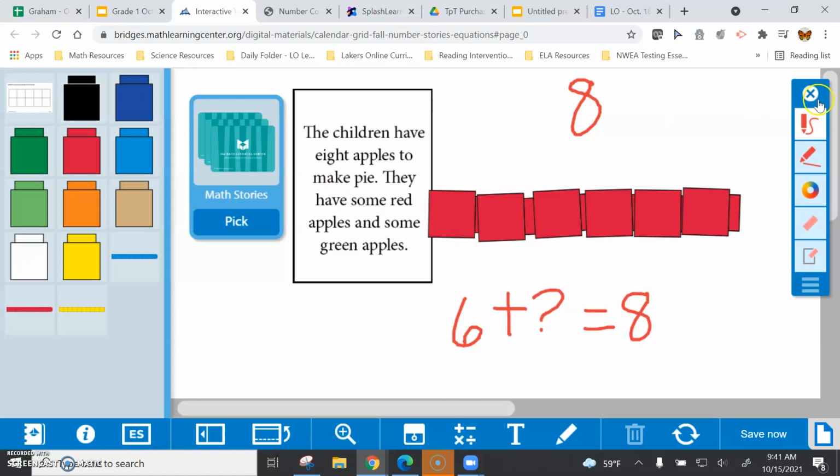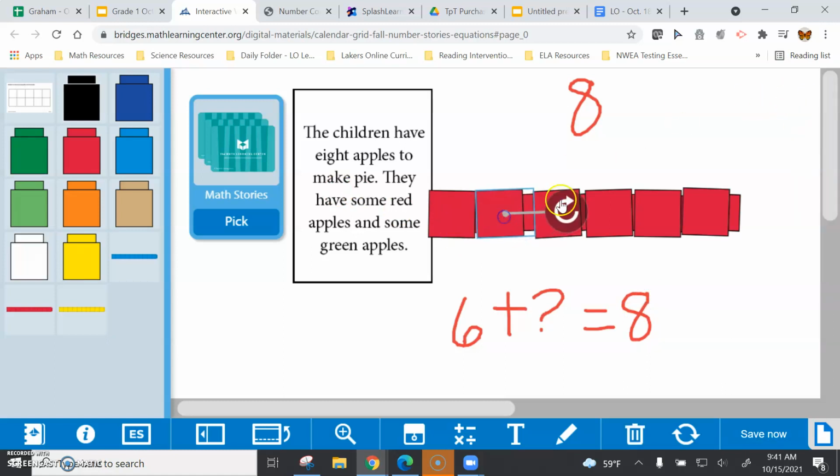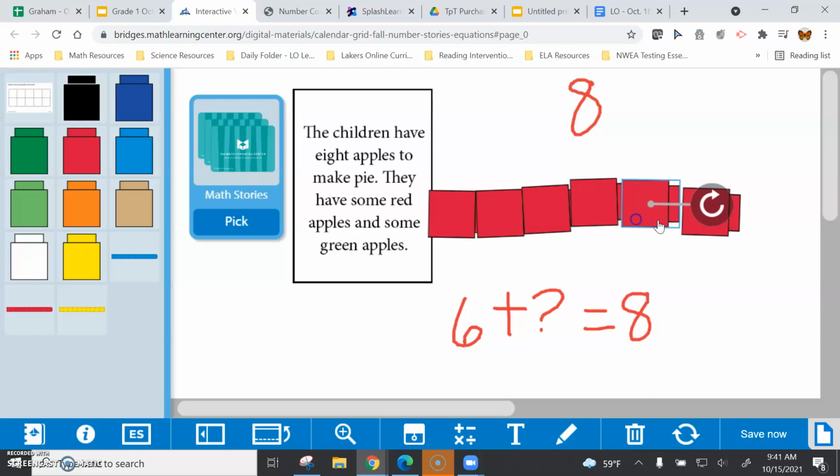So I want to look at what we have. We have our 6 red apples. Then it says we have some green apples. So I have an idea. If we have 1, 2, 3, 4, 5, 6 red apples, and we're trying to get to the number 8, we can actually say, I have 6 and I'm trying to make 8. I can add on some green for the green apples. But let's see how many.